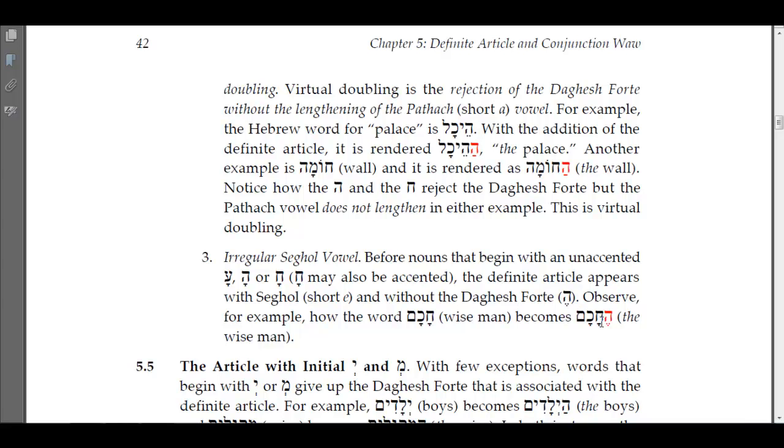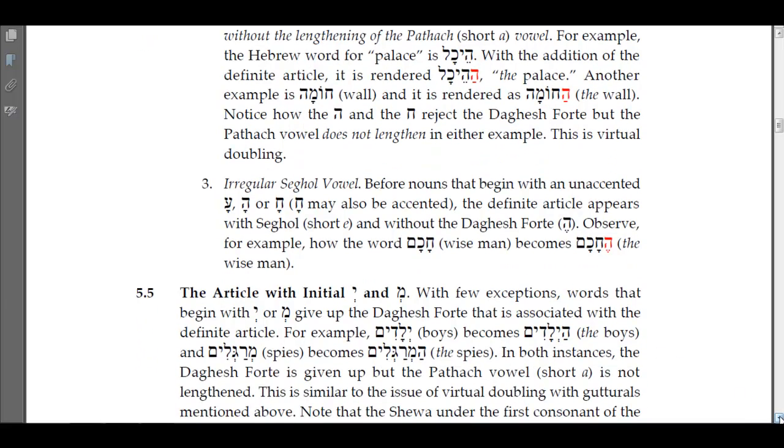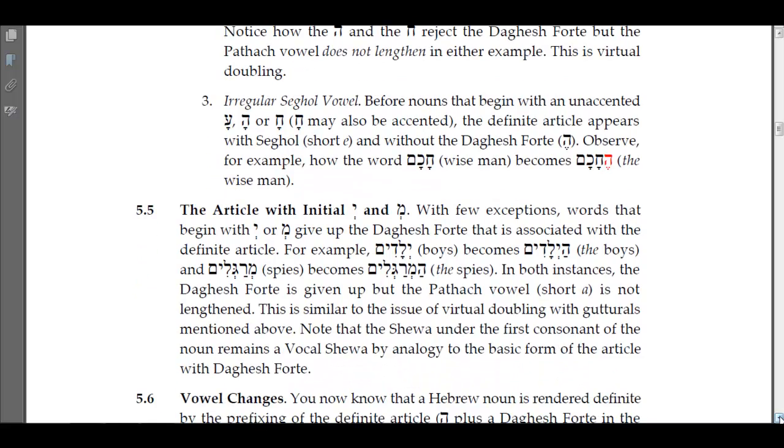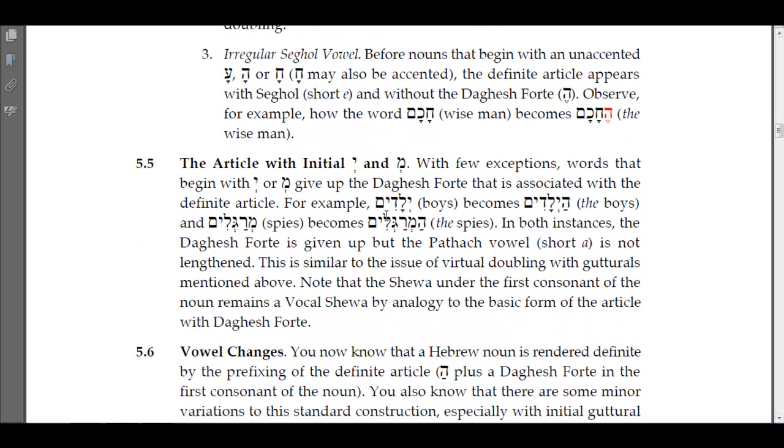So the only ones you really have to concern yourself with is whenever you see a noun with a chet and a qamets, or an ayin with a qamets, or a hey with a qamets, then you're going to have the definite article here with a segol. Okay? All right, let's go down to the article with the initial yod with a shva or mem with a shva, simple shva.